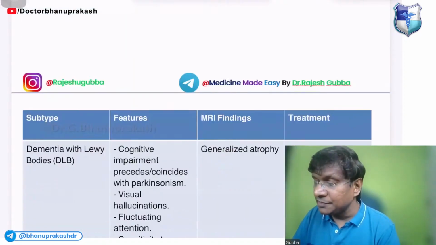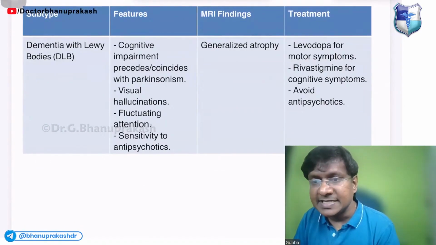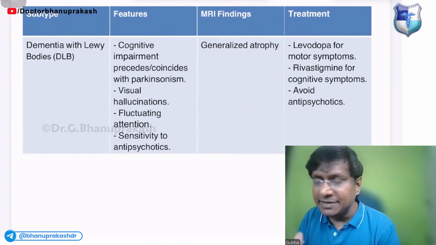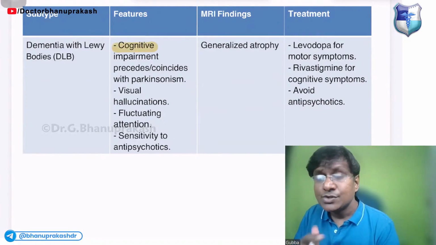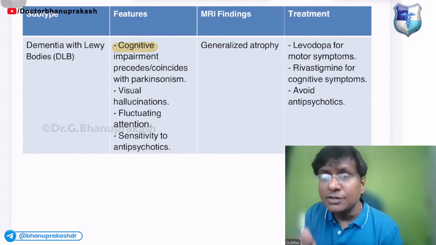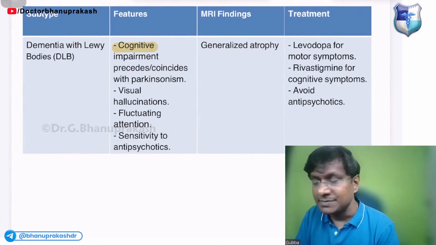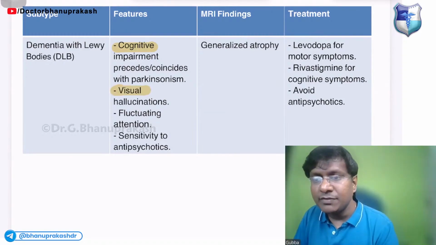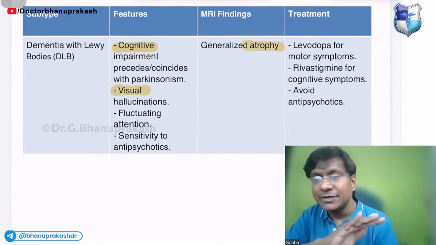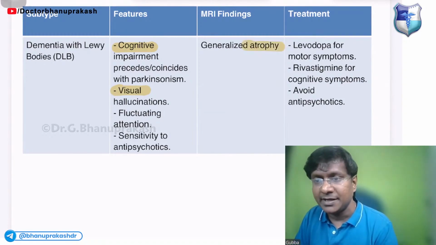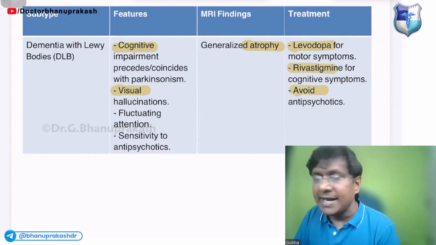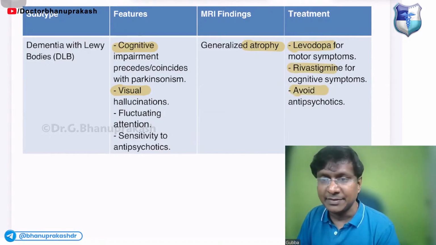What is the last important form of atypical Parkinsonism? That is dementia with Lewy body. The characteristic finding will be cognitive impairment, which will be there before the onset of the features of Parkinsonism. These patients will also have visual hallucinations and fluctuating attention. An MRI will show generalized atrophy of the brain. Levodopa is given for the motor symptoms, for cognitive impairment you need to give rivastigmine, and you should avoid antipsychotics in these patients with dementia with Lewy body.